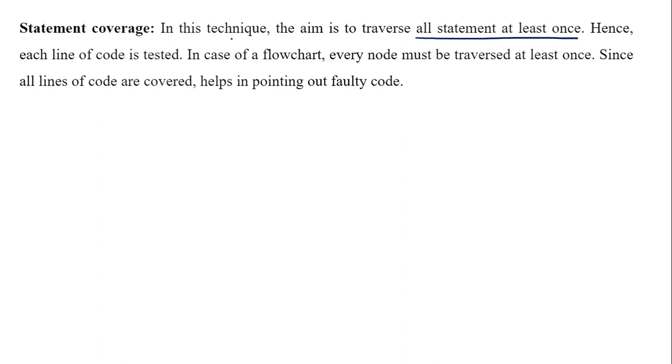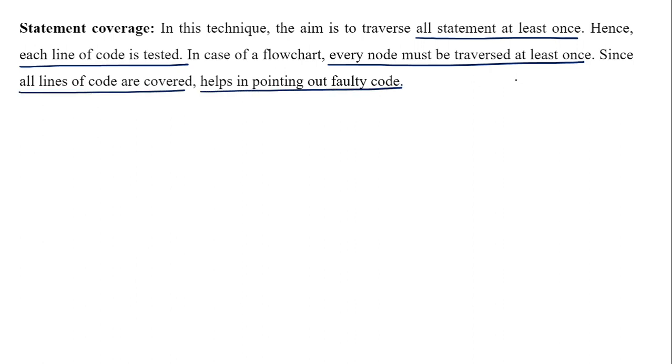You see what is written. Statement coverage: in this technique the aim is to traverse all statements at least once. Hence, each line of code is tested. In case of a flow chart, every node must be traversed at least once. Since all lines of code are covered, it helps in pointing out faulty code. Obviously, when you traverse all the paths, if there is any fault in any path or statement, you will be able to find it very easily.